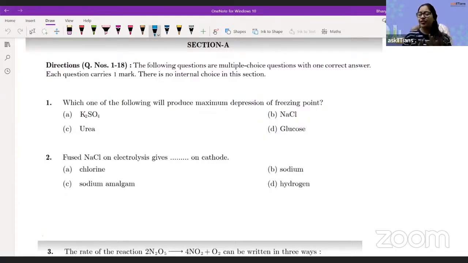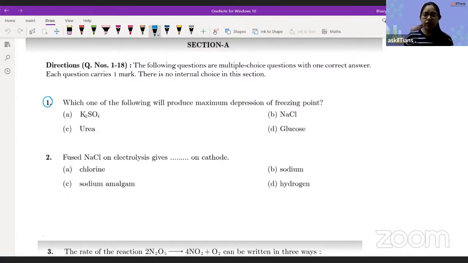Now, all 18 questions are mandatory, and normally in all our sample papers, we have seen 14 to 15 questions which are MCQ, and then there are 3 assertion reasons, or more. Now, first question. We saw: which one of the following will produce maximum depression of freezing point? This is the question which is given to me.